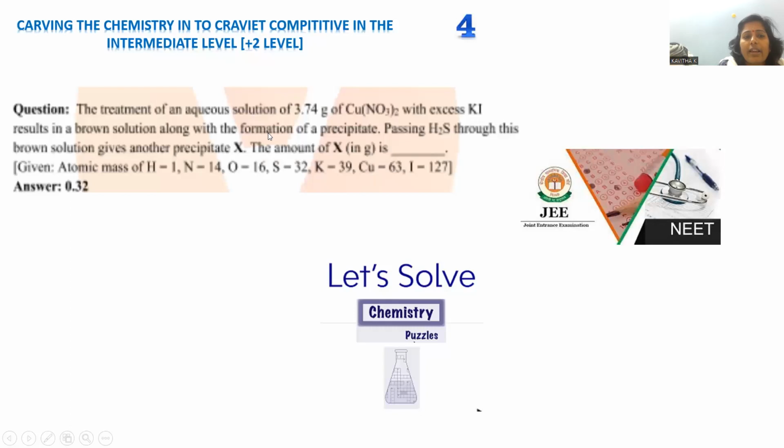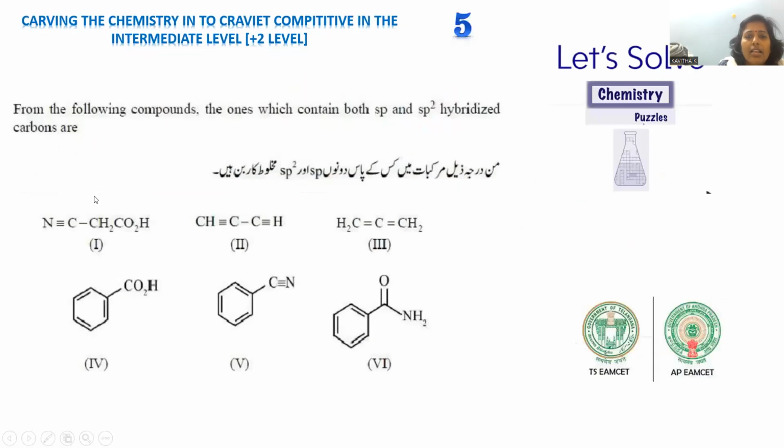The treatment of aqueous solution of copper nitrate and potassium iodide, when treated, iodine will be liberated. That iodine can be added with the dihydrogen sulfide H2S gas, a foul odor gas it will be. And whenever it is added, the precipitate of sulfur will be formed. The amount of sulfur will be 0.32. Right? Let's move on to question number 5.